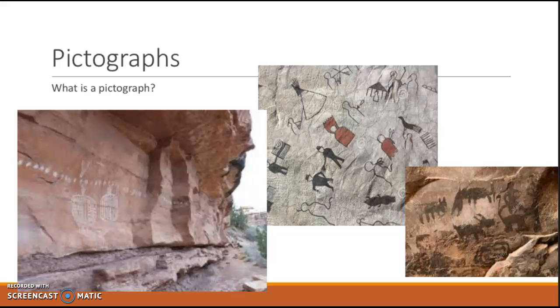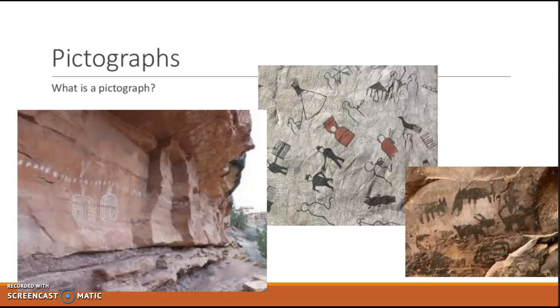Pictographs. What is a pictograph? Pictographs are a form of rock art. Native Americans would use natural pigments such as white or yellow clay, charcoal, copper minerals, and iron oxides to draw pictures onto rock. These pigments would produce red, white, black, blue, green, and yellow colors.